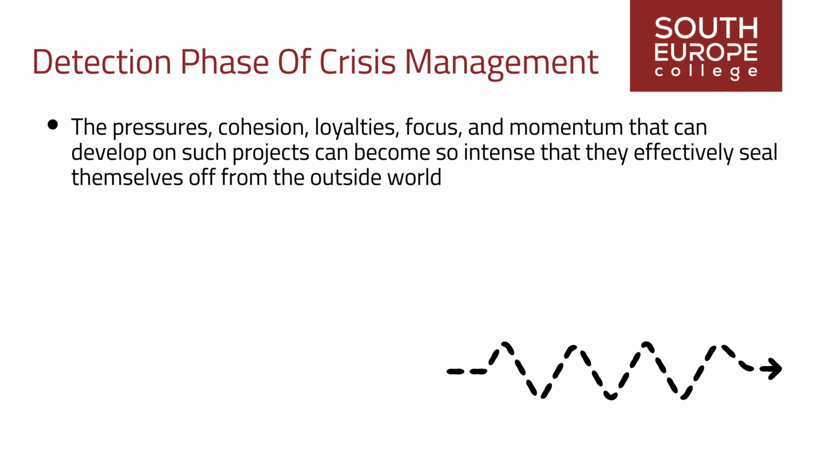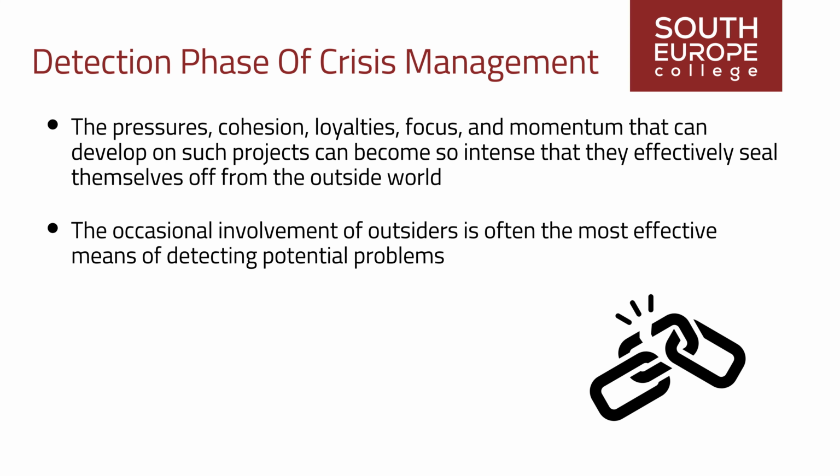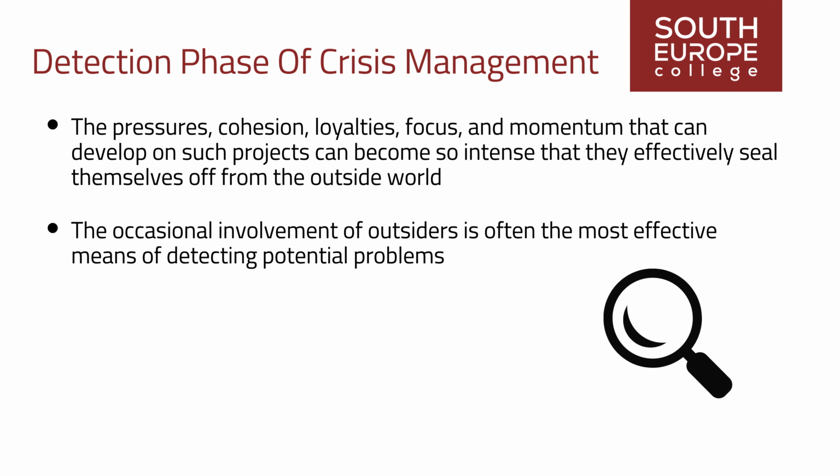The pressures, cohesion, loyalties, focus, and momentum that can develop on such projects can become so intense that they effectively seal themselves off from the outside world, considering outsiders as an unnecessary distraction and even covering up problems that may expose internal weaknesses to them. The occasional involvement of outsiders who are unfamiliar with a project is often the most effective means of detecting potential problems, and their exclusion only increases a project's crisis proneness.